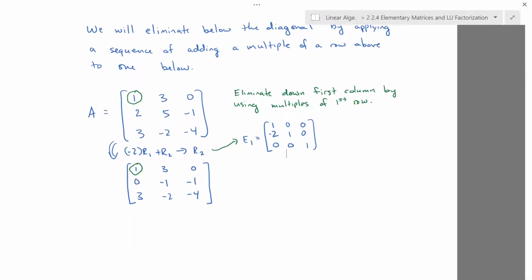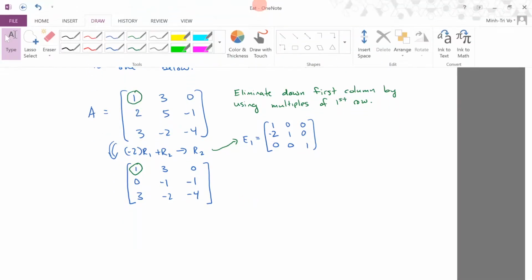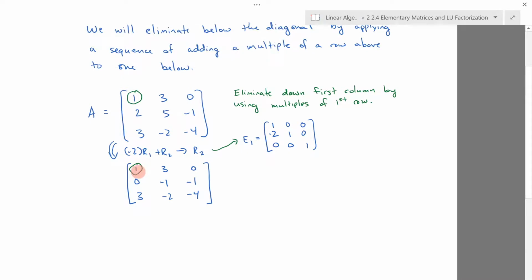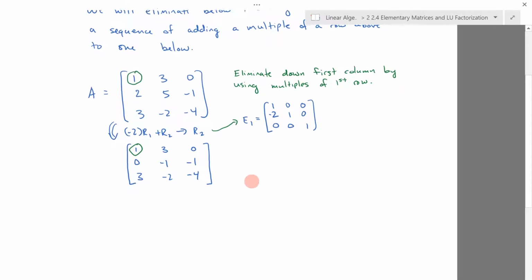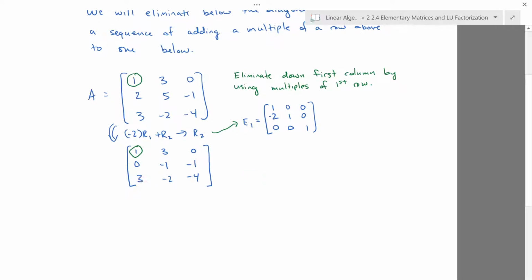Now let's continue the elimination process. We're still using the first row and trying to eliminate this entry here. To cancel the 3, I need a -3. So I need -3 times the first row plus the third row, because we're eliminating the third row here, going into the third row.